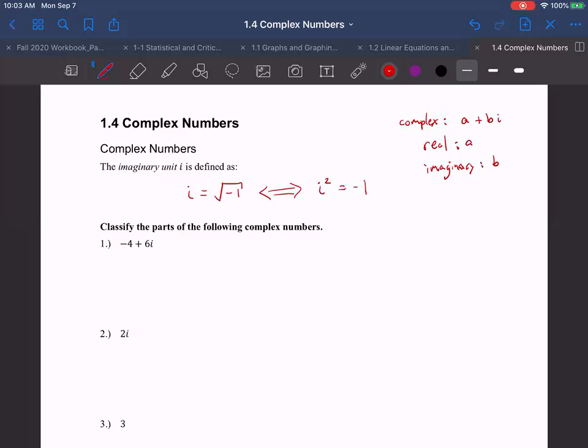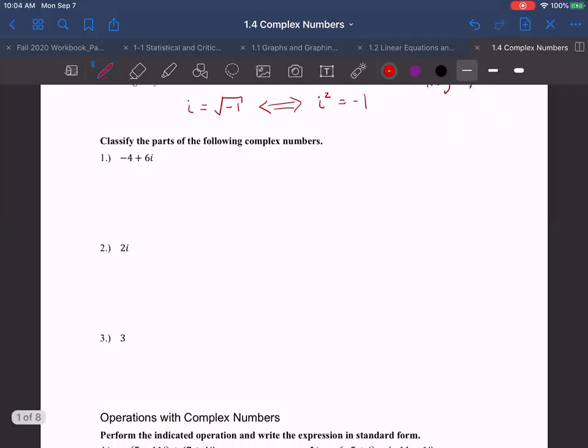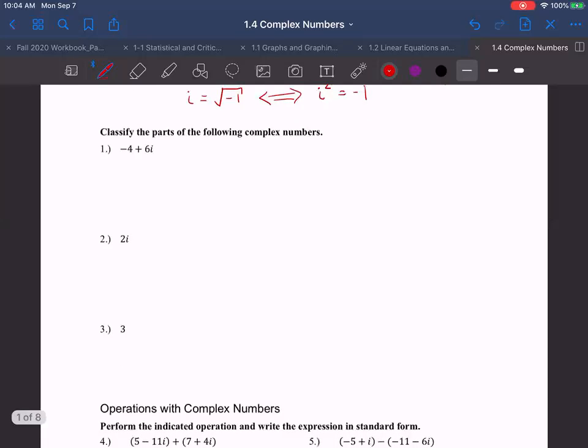So if we look at some of these here, it asks us to classify the parts of the following numbers. Basically, what's the real part, what's the imaginary part? So here, the real part is the -4. The imaginary part is going to be just the 6. For this next one, the real part is going to be 0, and the imaginary part is going to be 2.